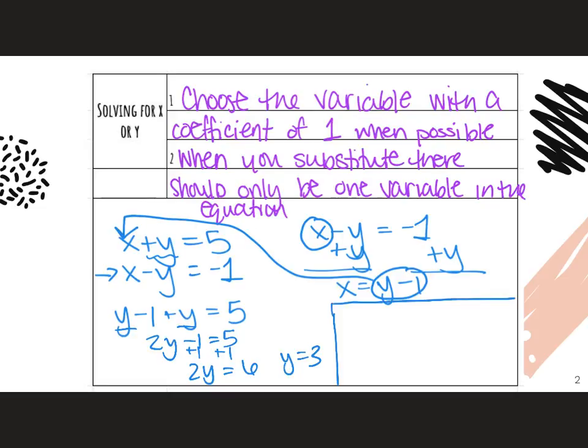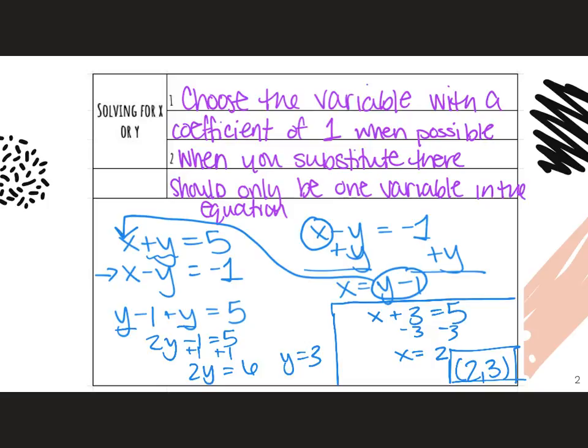So now I plug in, I like the first equation. x plus y, which is 3, equals 5. Subtract 3. x equals 2. So the solution is 2, 3.